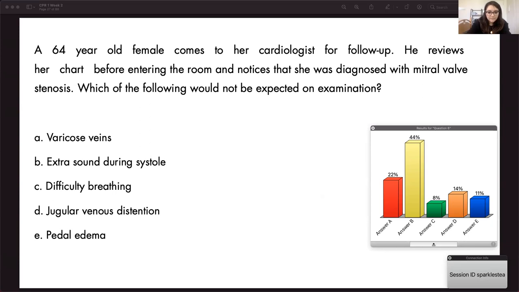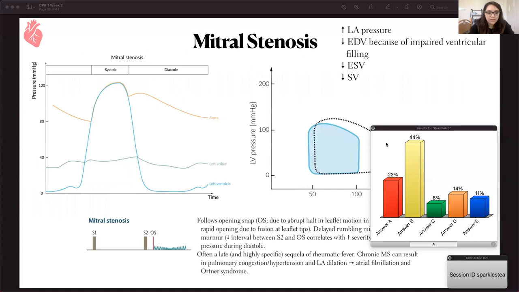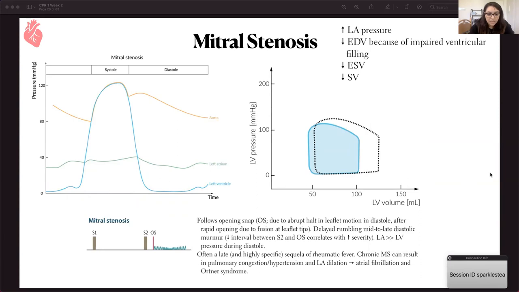Okay, so let's see how we did on this one. So most people are giving me that answer of B. So again, we would not expect an extra sound during systole, because when we're talking about mitral stenosis, this is going to be presystolic, correct? Yeah, we're all familiar with that. Okay, so on the next slide, it'll show it to you in the description. So again, systole is this area over here. So we wouldn't hear an extra sound during systole, because this is not even happening during systole. This is happening during diastole. So with that question, that one should have been pretty straightforward.